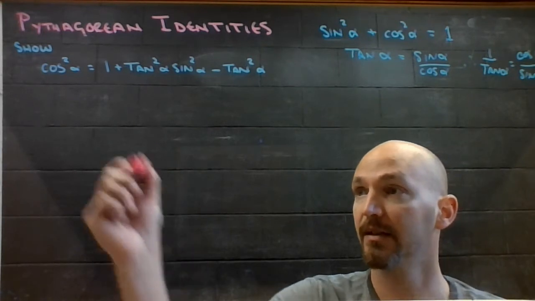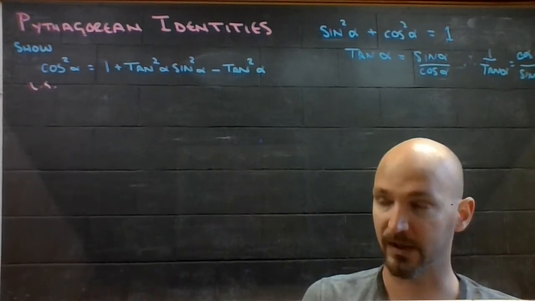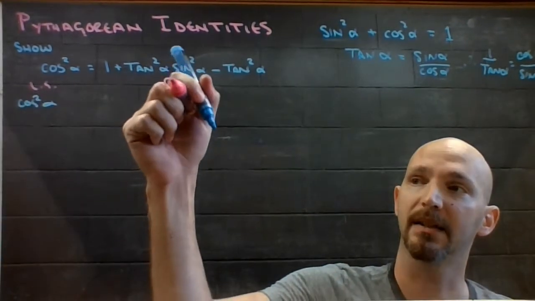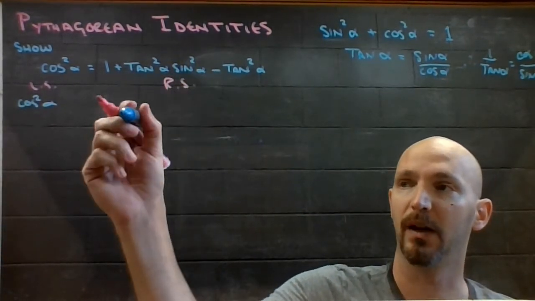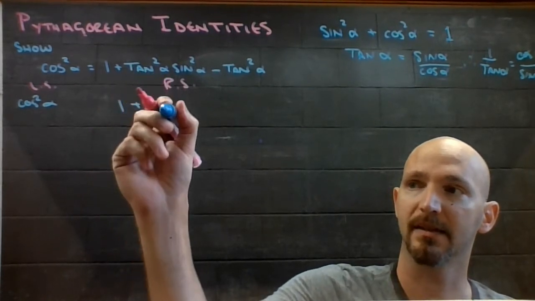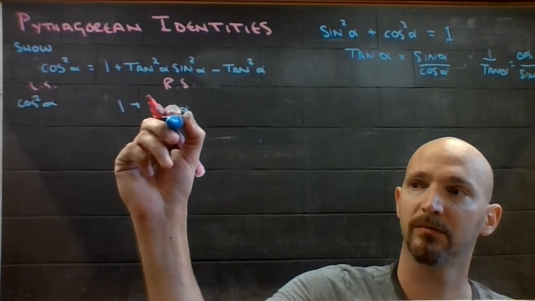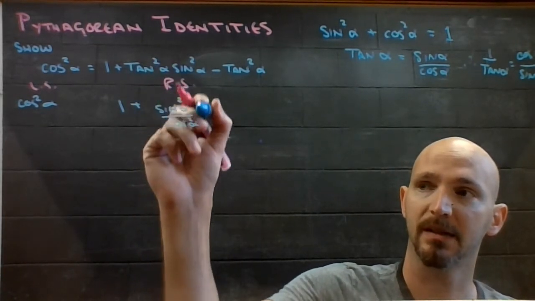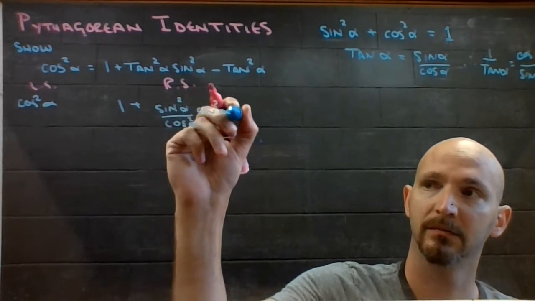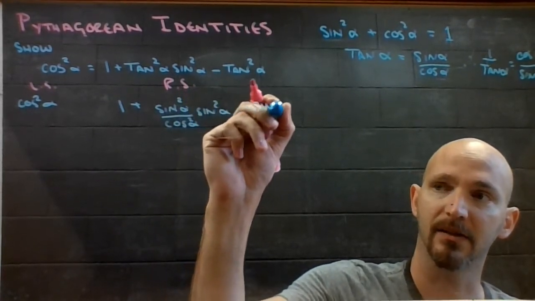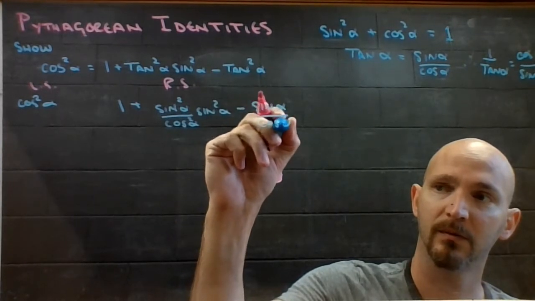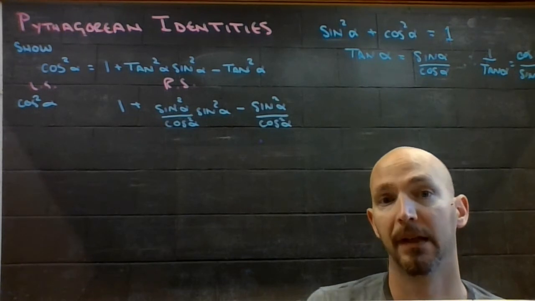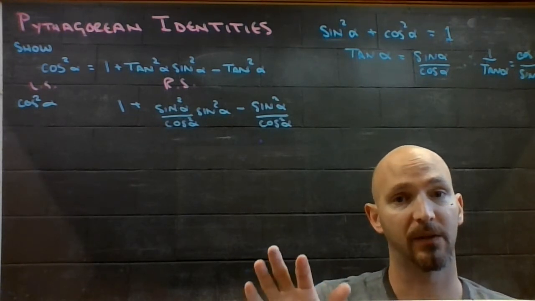So my left side, I will just leave as cosine squared. And my right side, I will write 1 plus sine over cos. And it's squared, so they're both squared. Sine squared. And I've got tan here, so it's that sine over cos. And it's squared, so I'm going to square both of these. Okay. So you just sort of stop and reflect on what you've done.